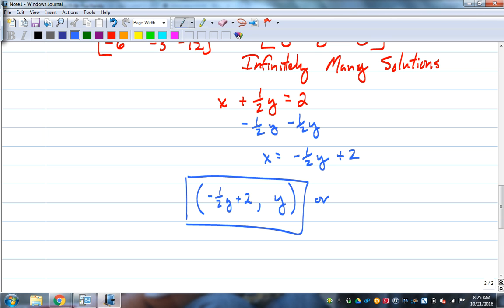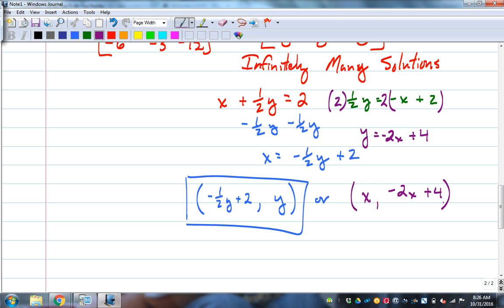So this one, it was easy to get x by itself, so we wrote it that way in the first case. What if we took that same equation and tried to get y by itself? Subtract x, we'd have 1/2 y equals -x plus 2, and then we could multiply by 2, and y is -2x plus 4. So our ordered pair could be written as x is x, comma, -2x plus 4. Those are different ways to write the solutions.